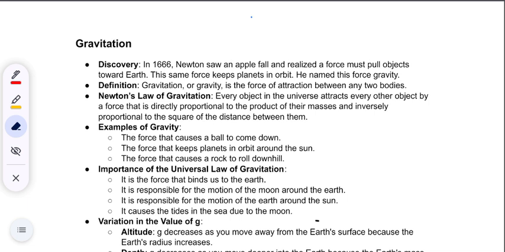It means there is a force which is performing two works. It is attracting objects also, and it is attracting planets also. Like this, it was discovered.